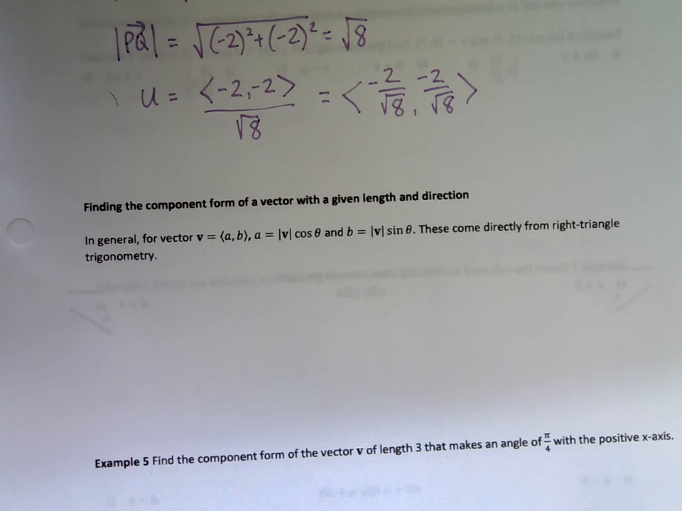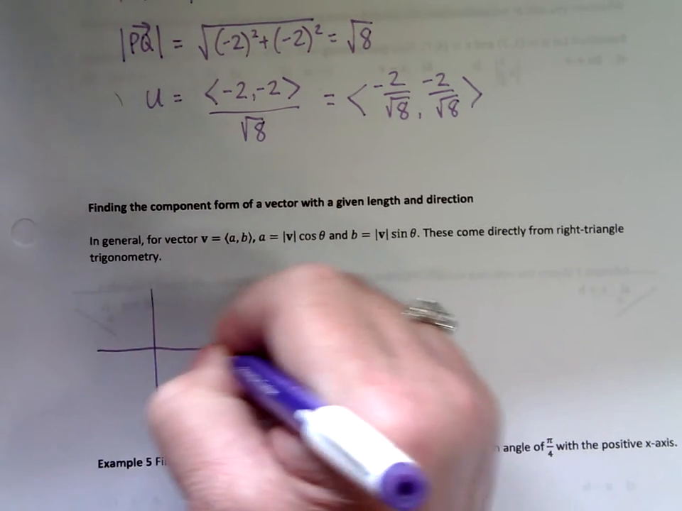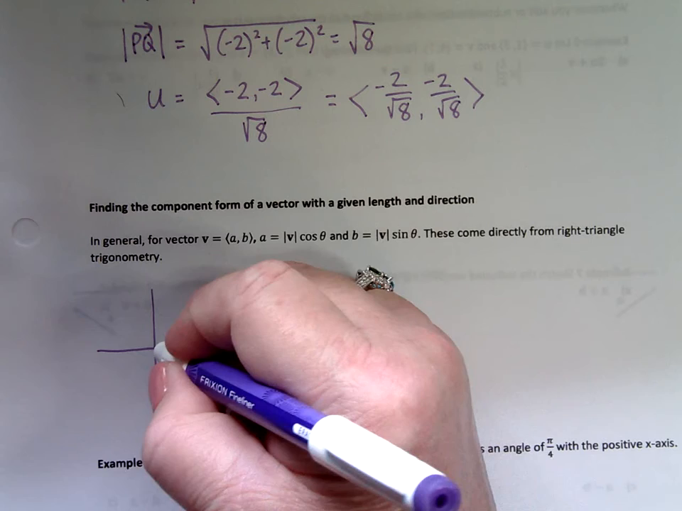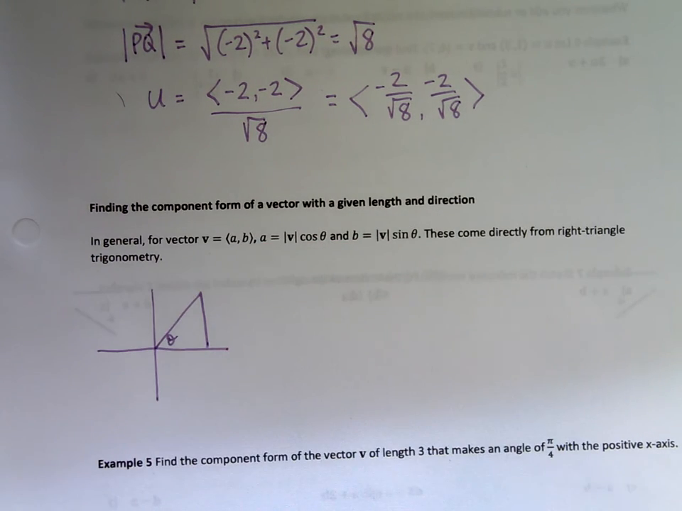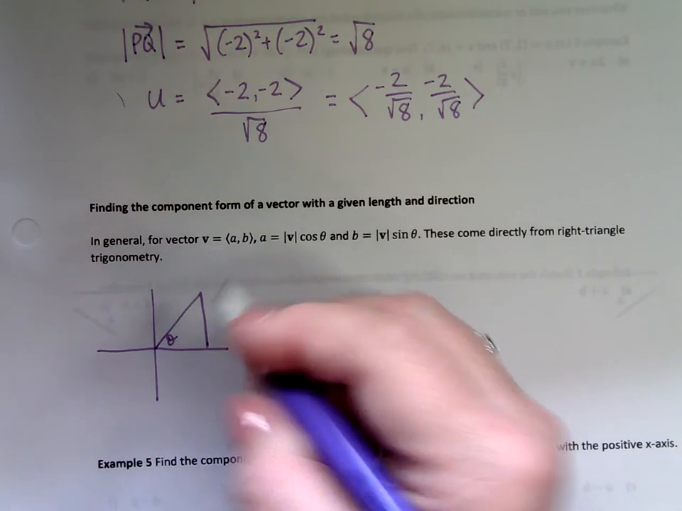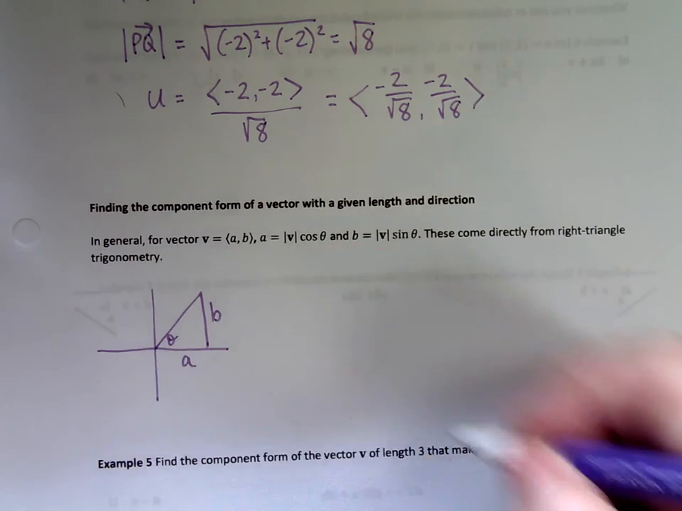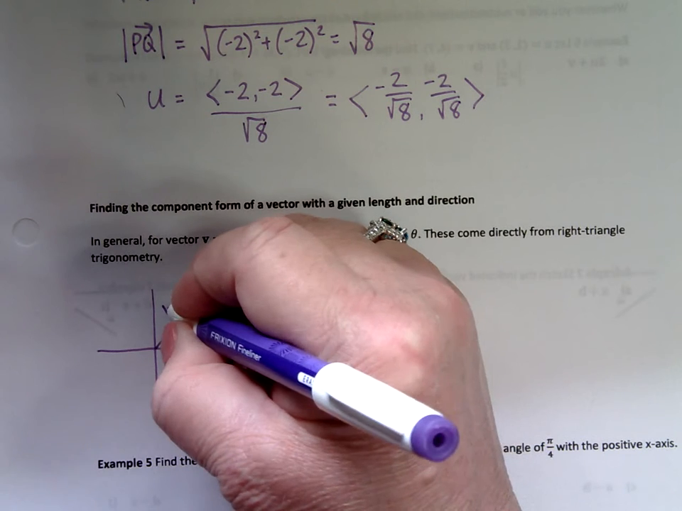All right. In general, for vector v equals a, b, a is equal to the magnitude of v times cosine of theta, and b would be equal to the magnitude of v times the sine of theta. These come directly from the right triangle trig. So here's what the story is with this. If I were to go back and think about our pre-calc time, and here's my triangle in the first quadrant, where my central angle is theta, if my x value is a and my vertical value is b, this guy here is going to be the magnitude of v.